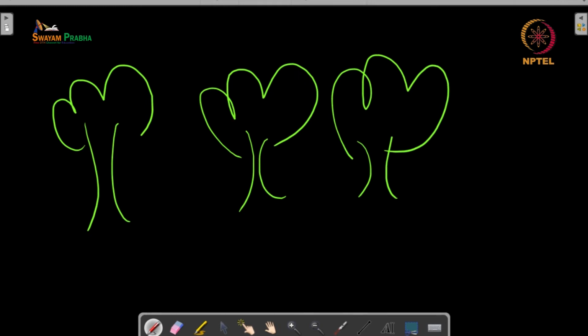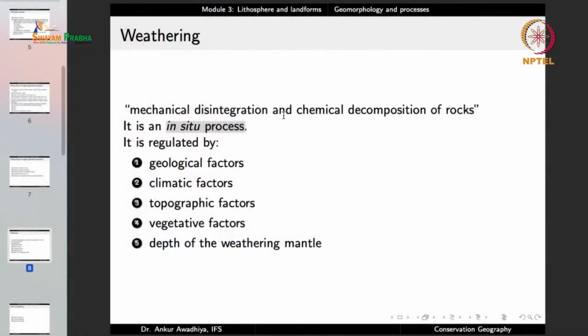So you have these trees and you have a rock here. Now in this case, the sun is not able to heat up the rock directly because the rock is there in the shade of the trees. So the trees will act as a modifying agent. Similarly, raindrops will not be able to directly impinge on the rock because they will get stopped by the canopy. And so the vegetative factors can play a role in increasing the amount of weathering, or they can play a role in decreasing the amount of weathering.